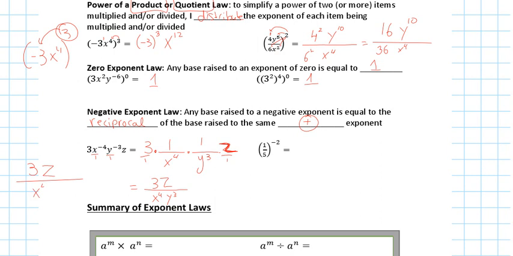Okay? So if it's in the numerator and it has a negative exponent, I bring it to the denominator with a positive exponent. Can you say that again, please? Yes. I'll say it right now. In my expression, if there is anything with a negative exponent, I can change its location. If it's in the numerator with a negative exponent, I can bring it down to the denominator and make it a positive exponent.